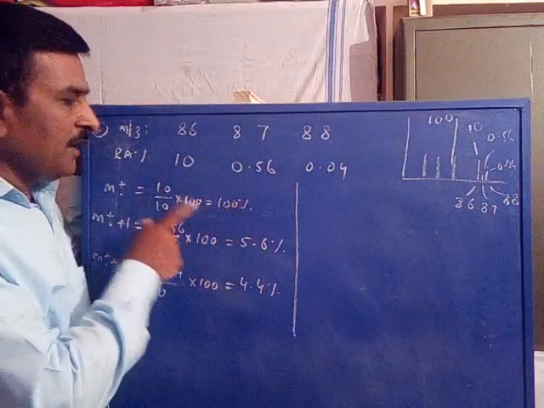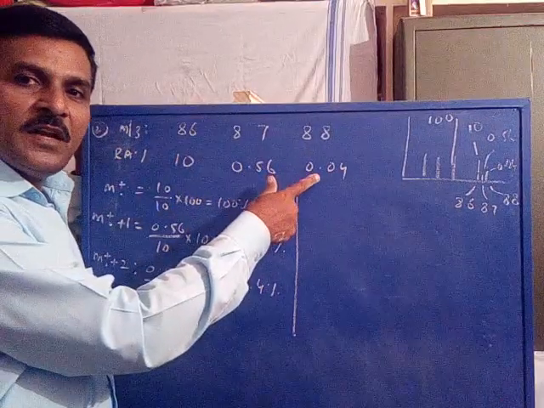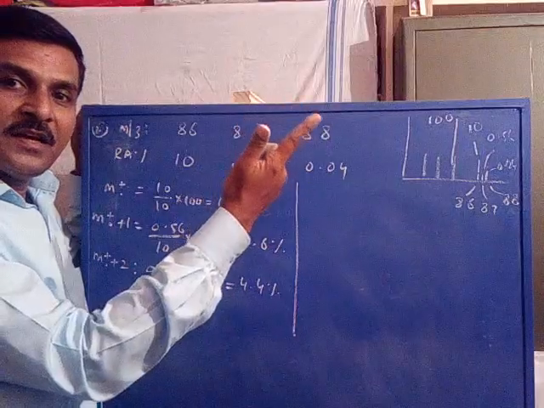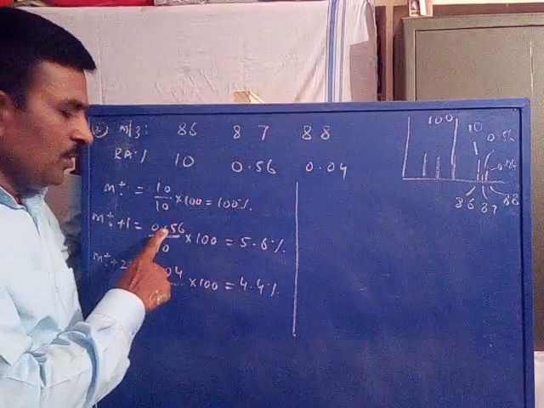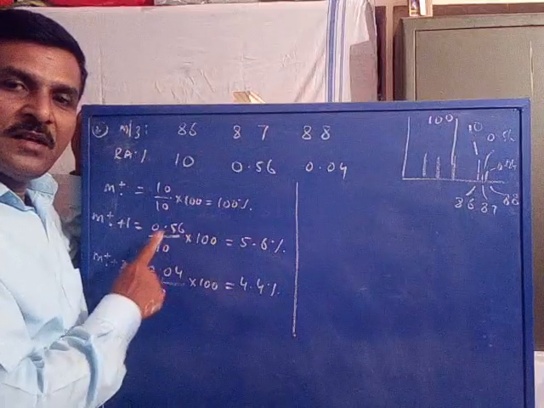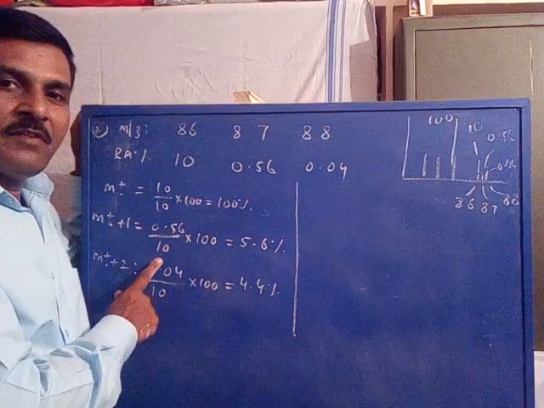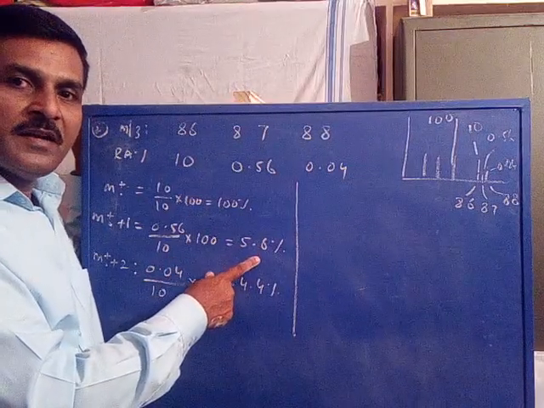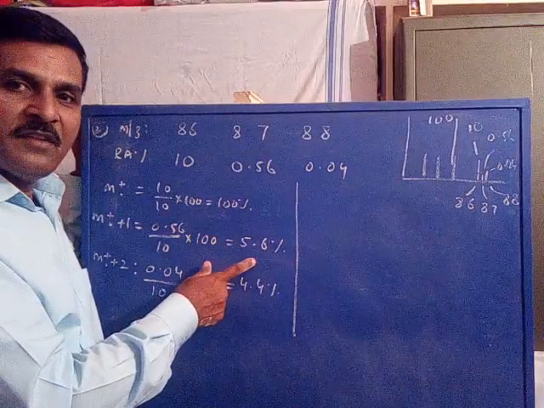When we recalculate the molecular ion signal intensity, the +1 and +2 signal intensities are also proportionally recalculated with respect to the molecular ion signal intensity. Therefore, the +1 signal intensity is the original intensity 0.56 divided by the molecular ion signal intensity 10, into 100, which becomes 5.6. So when the molecular ion is 100%, the +1 signal must be 5.6.